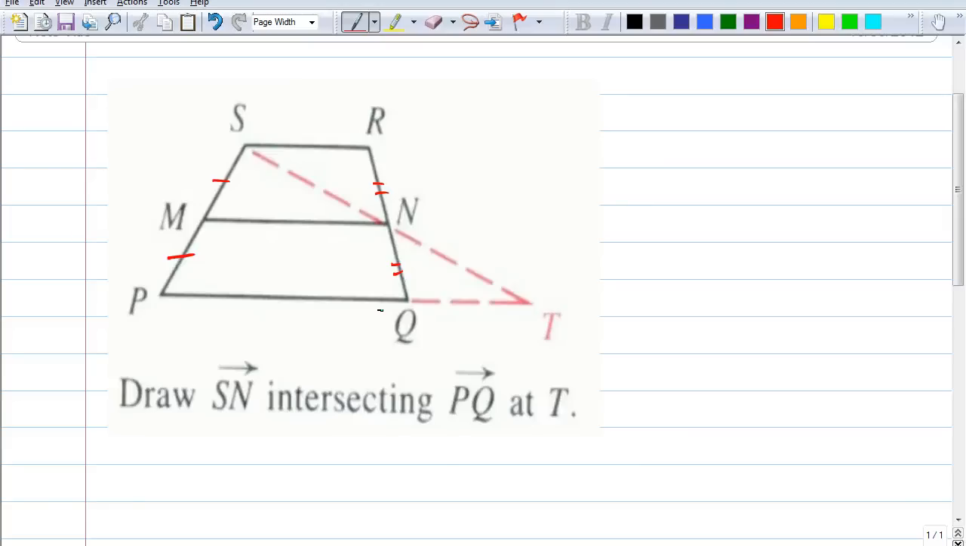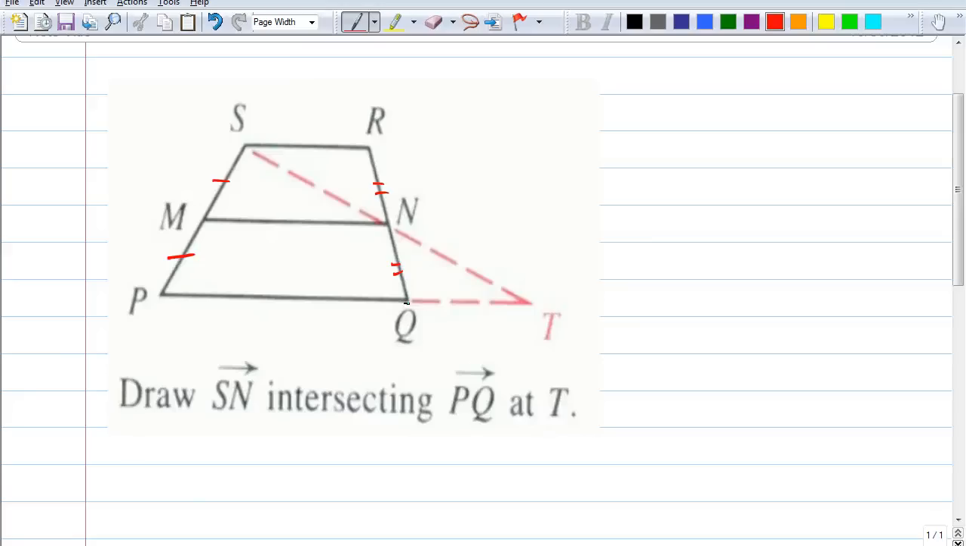One person see it? Anybody else? Go ahead. I want you to discuss with your group. I'll give you time. Is there a way to do this? So, Chris, is there a way to show that SN is congruent to NT? How?